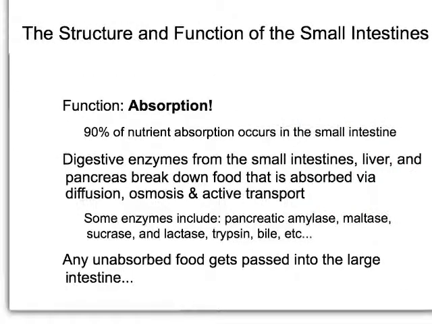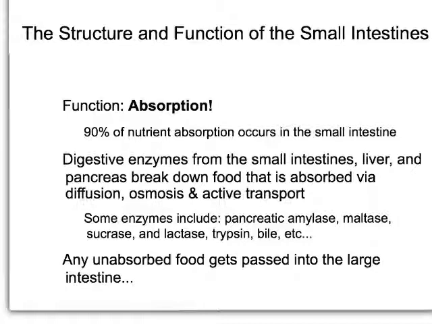Alright, so the small intestines, like we had mentioned before, is for absorption. 90% of the nutrients are going to be absorbed in the small intestines. So remember, like I said, digestive enzymes from the small intestines, the liver, and the pancreas are going to be breaking down food, and all those little food particles and chemicals will be absorbed via either diffusion, osmosis if there's water in there, or active transport, which we had talked about in previous lectures.